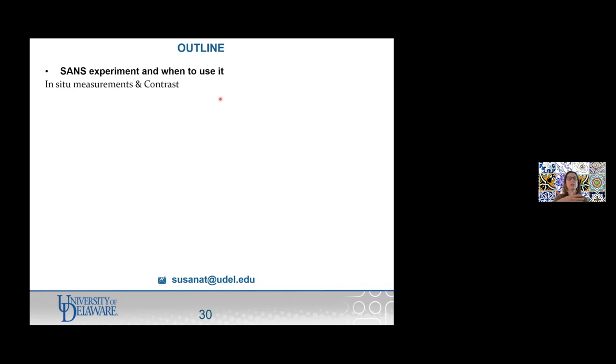So if you want to, for example, do a temperature screening, see how your sample reacts to different temperatures, look at hysteresis, reversibility of the effects, then you're going to want to use SANS.